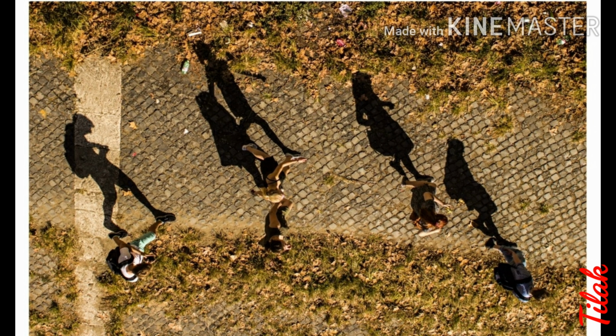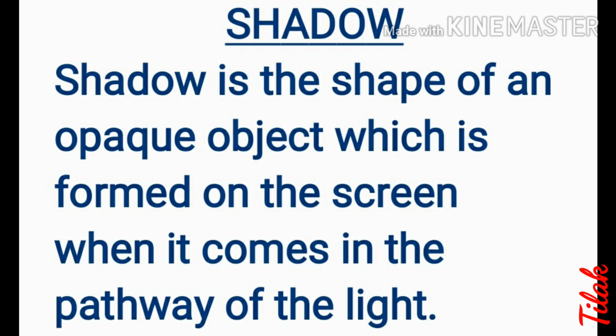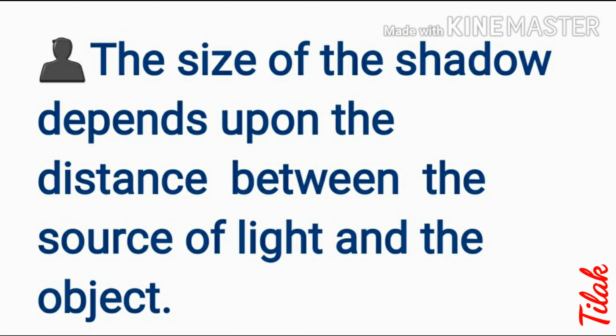Children, you might have noticed a dark shape of you behind you when you are playing outside in the ground during hobby period. Yes, it is dark in color. It resembles you. What is it called? Yes, it is called your shadow. So, a shadow can be defined as the shape of an object which is formed when it comes in the pathway of the light. Right? So, let us understand the different properties of shadow.